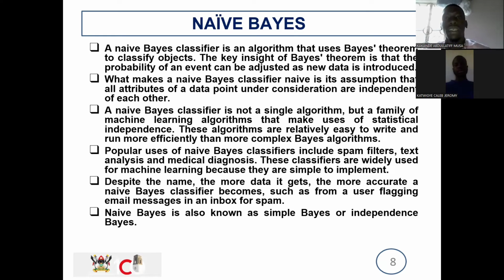So the classifier is not a single algorithm, but a family of machine learning algorithms that make use of statistical independence. These algorithms are relatively easy to write and run more efficiently than more complex Bayes algorithms. So this naive Bayes classifier is basically easier to use than other algorithms offered by Bayes' theorem.